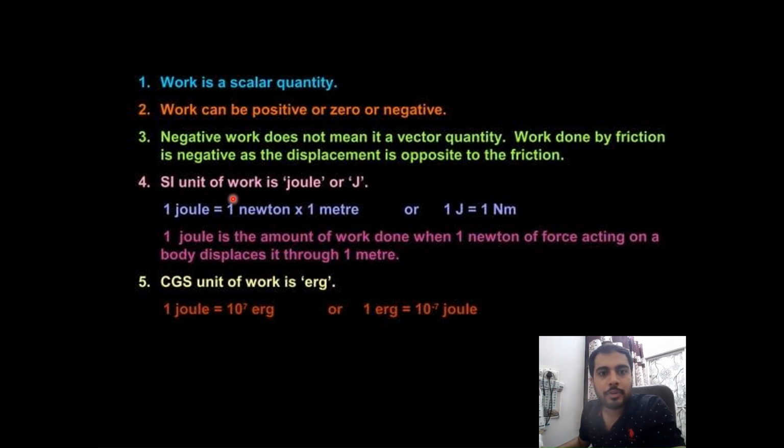Similarly, the unit of work is joule. W is equal to F into S. The unit of force is Newton. The unit of displacement is meter. So when we multiply together, the unit of work is Newton meter, or we can say it as joule also. So that's why we find that 1 joule is equal to 1 Newton meter. That is the SI unit of work. Similarly, the CGS unit of work is erg, and this is the relation between joule and erg.